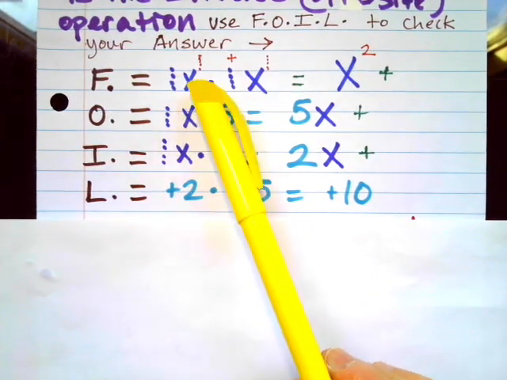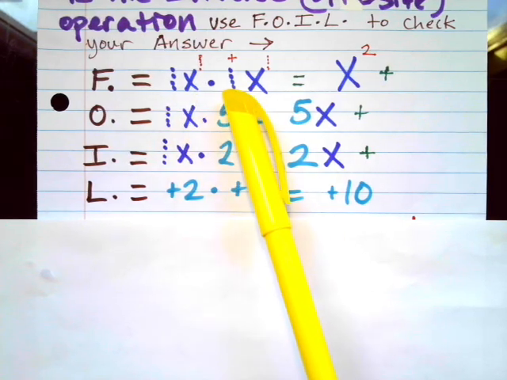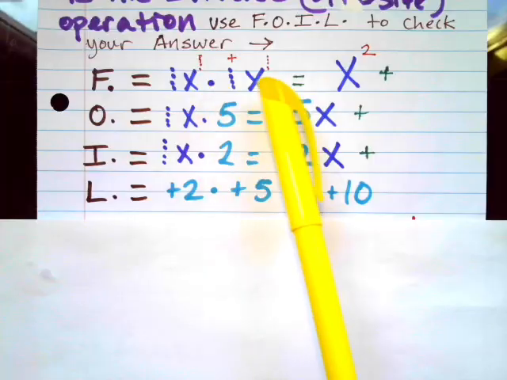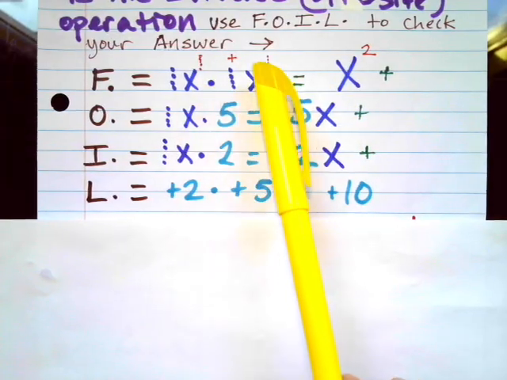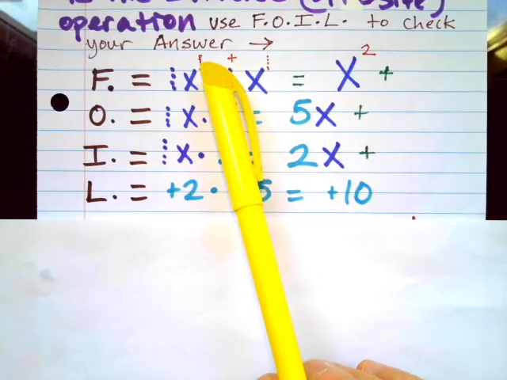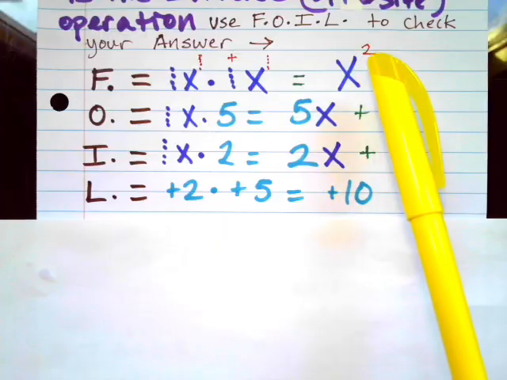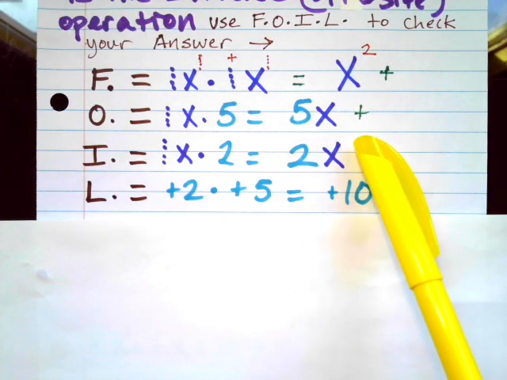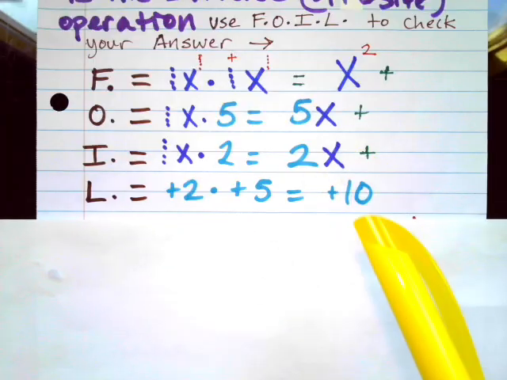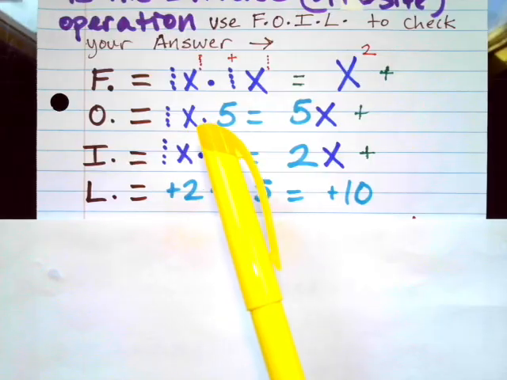FOIL, first term times first term. That's x times x. Now again, there's an invisible 1 in front of that x. 1 times 1 is 1x. When you multiply, the bases are the same, you add the exponents. There's an invisible 1 in each of those exponents' places, which gives you 1x squared. Right? I'm going to add that to all of these terms and put them together, combining like terms, and then I'm done. Outer term, 1x times 5.